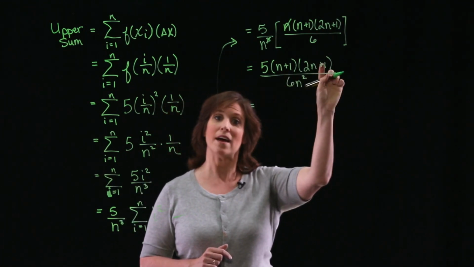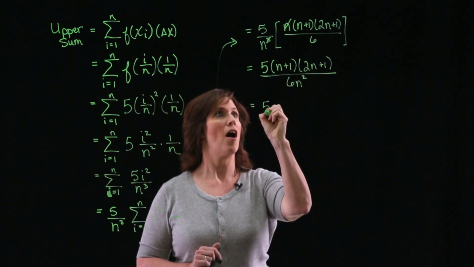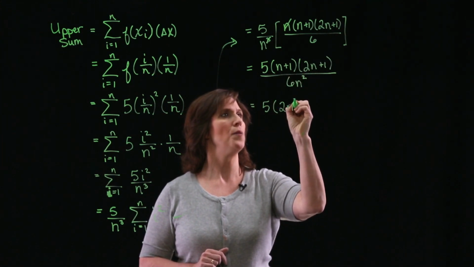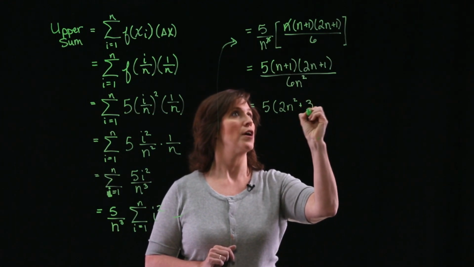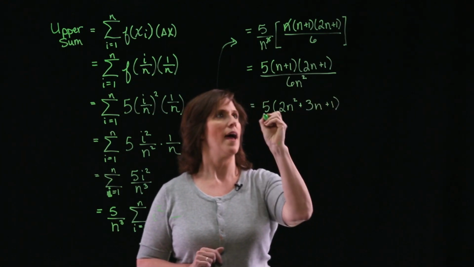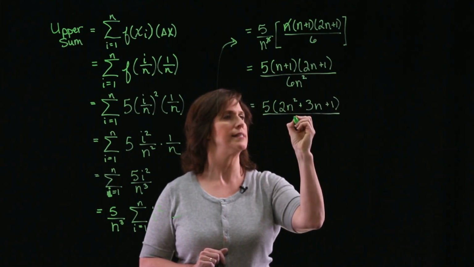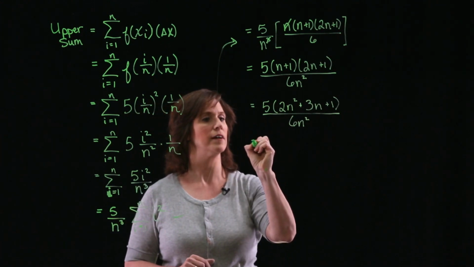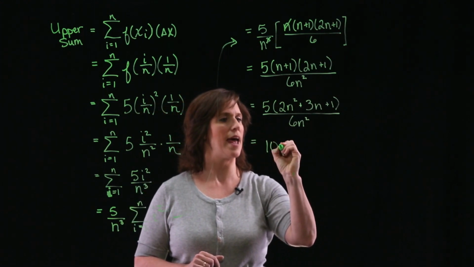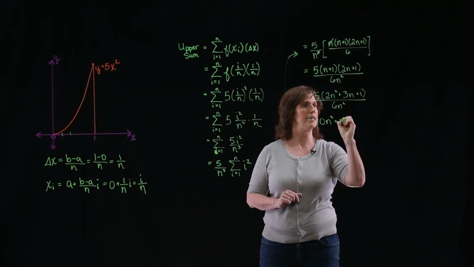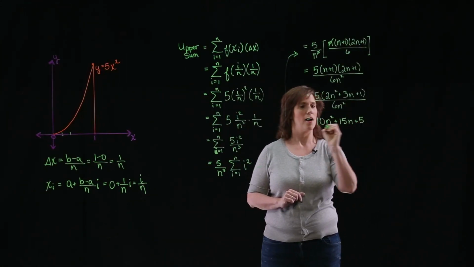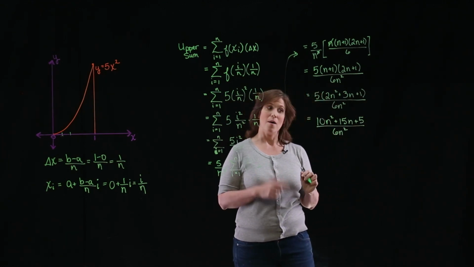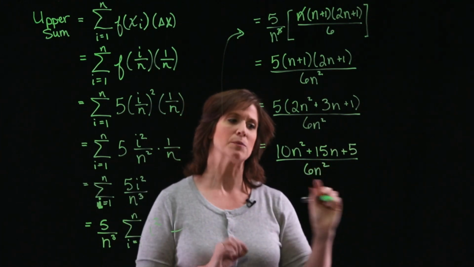Some more algebra. I'm going to go ahead and use FOIL on those two binomials, and I'm going to end up with 2n squared plus 3n plus 1, and again it's all over 6n squared. I'll go ahead and distribute the 5. I've got 10n squared plus 15n plus 5 all over 6n squared. Okay, one more thing. I'm going to take this fraction and I'm going to split it.